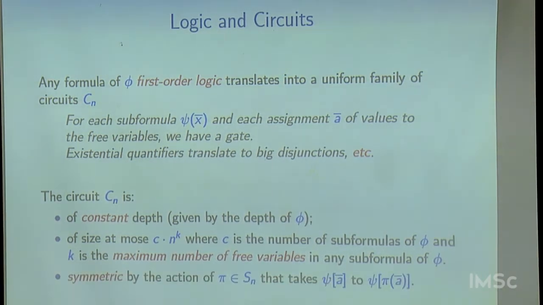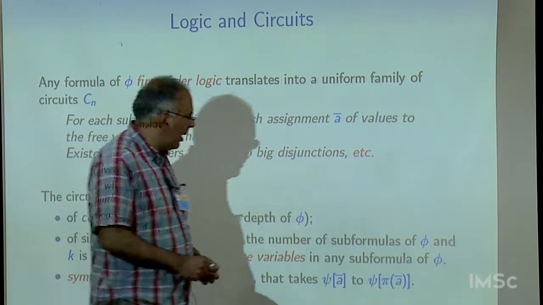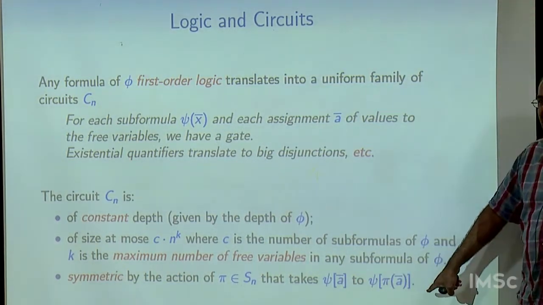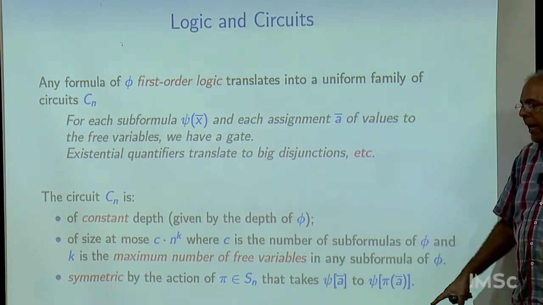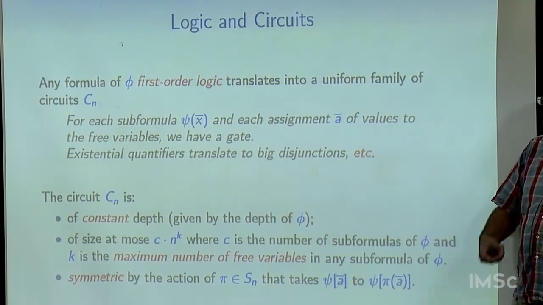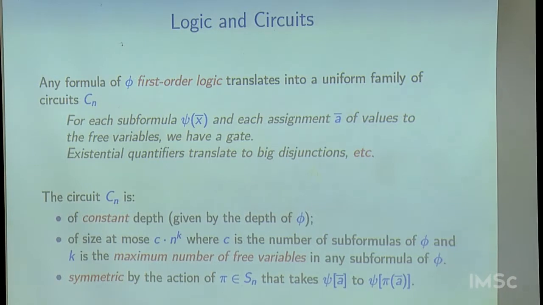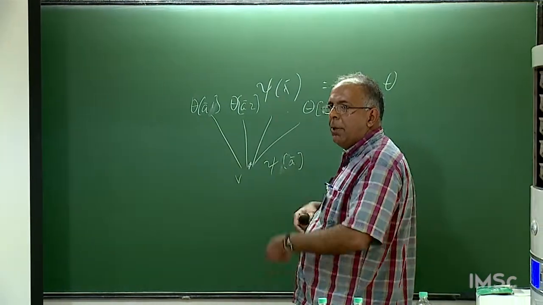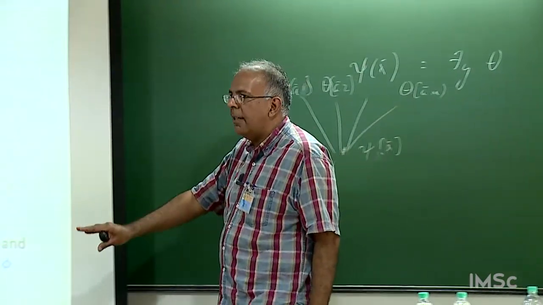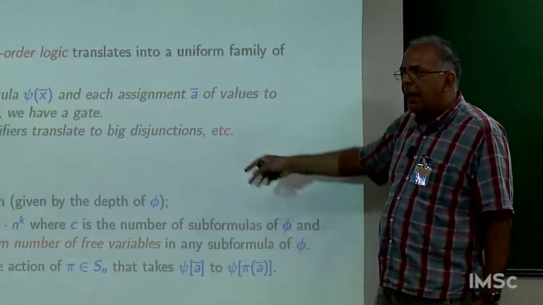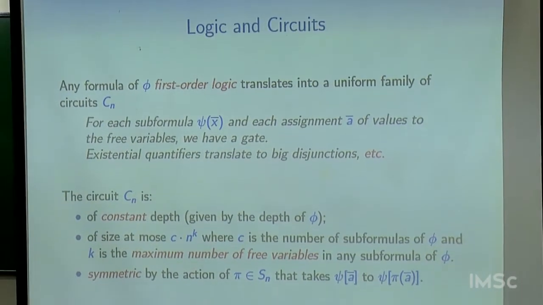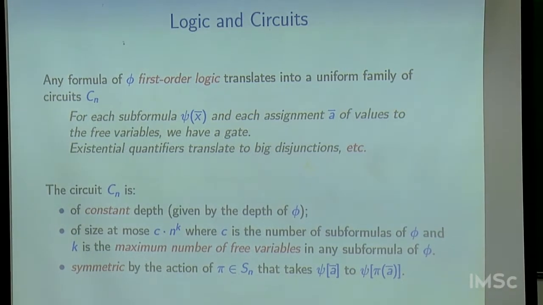And third, it is symmetric, because if you have a permutation of n, it extends to an automorphism of the whole circuit by the action which takes the gate labeled psi a to the gate labeled psi pi a. You apply the permutation pi to the particular instances that actually appear in here, and that gives you a gate to map to, and you can easily check that is an automorphism of the whole circuit, and it, as I said, extends the given permutation. So we get symmetric polynomial size constant depth circuits from first order logic.